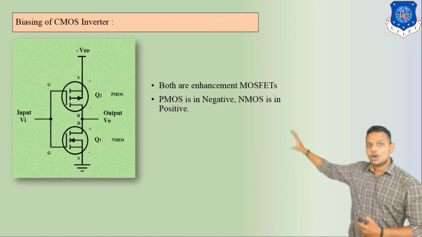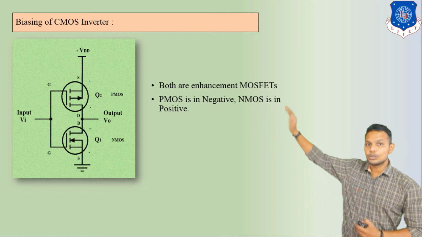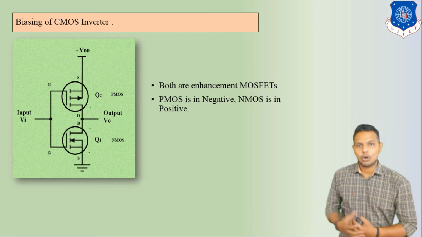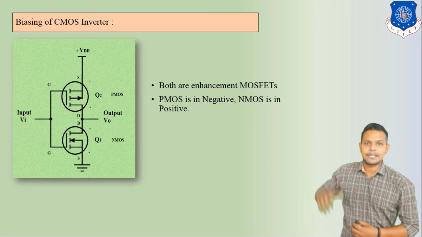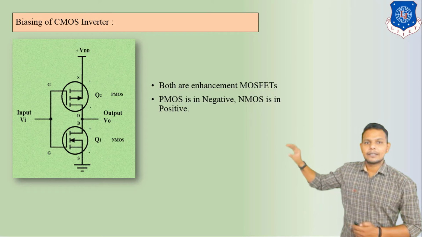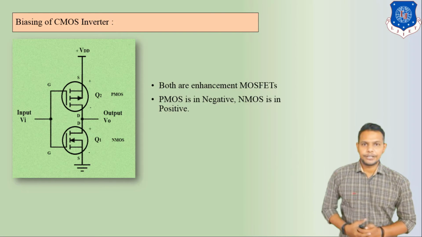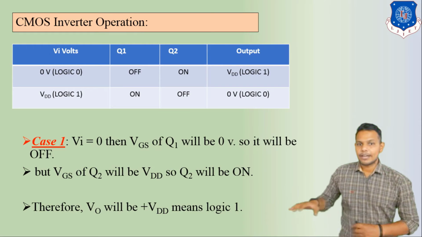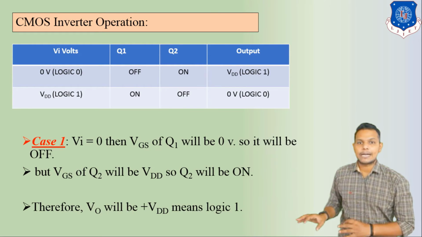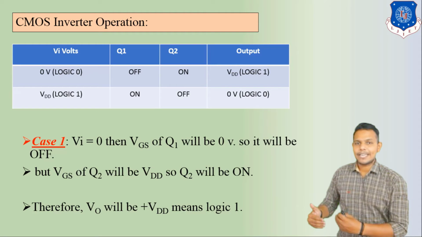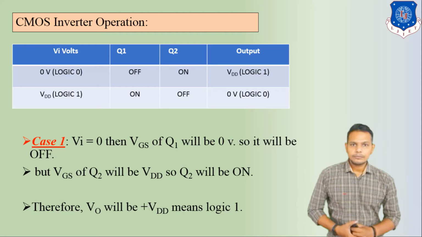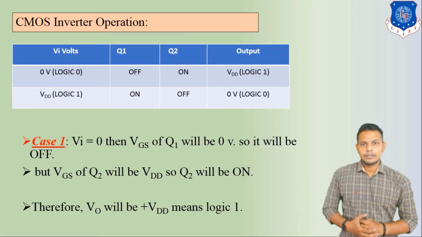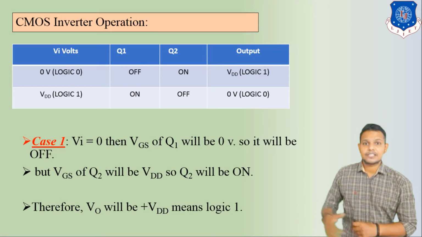But here VGS of Q2 is due to the VDD, because VDD is basically plus 5 volt in the term of analog. So there is a voltage present. That means you will get output due to VDD. That means your Q2 will be on. Therefore, VO will be plus VDD. That means in digital term, we can say it is logic 1. That means if you enter 0 input, you will get 1 at the output side. So this is the case number 1.